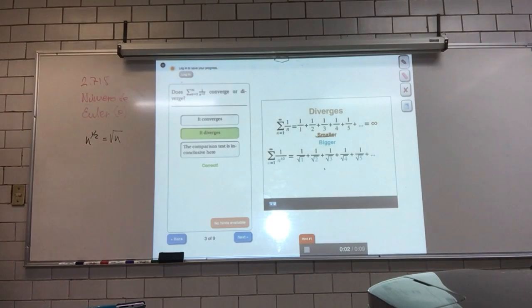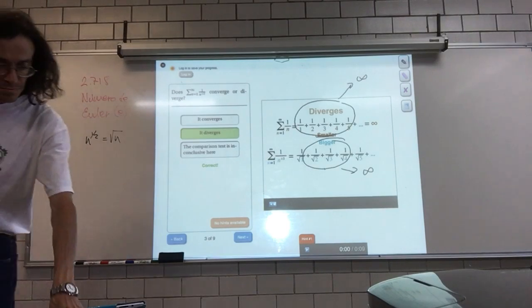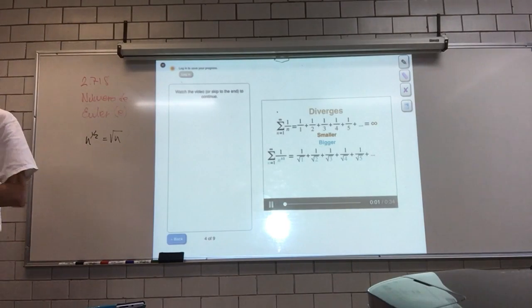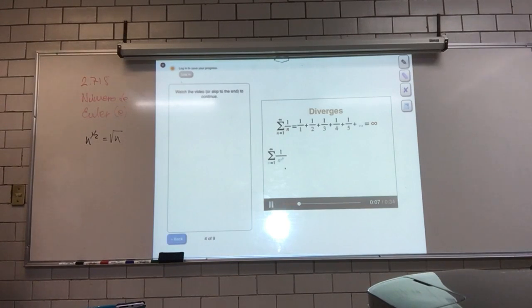If the smaller series diverges, meaning that sum goes to infinity, then the bigger series has to diverge as well. Yes, it diverges as well. We saw that when p was a half, the series diverges. It turns out that p series diverge for all values of p less than or equal to 1. When p equals 1, you get the harmonic series, which we said diverges.